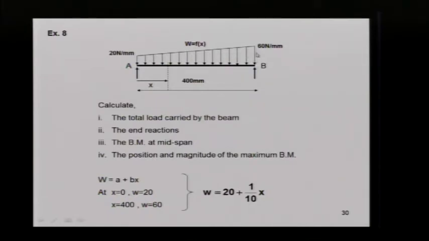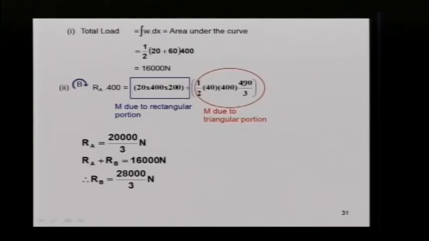So the base of the triangular part is 60 minus 20 equals 40. Half of that will give you the average, so that is 40 divided by 2, 20, times this length 400, and the line of action is 1/3 from the base, that is the centroid of that triangle. So that is 400 divided by 3. So in one direction we have RA times 400, and in the other you have the moment due to the rectangular part and the moment due to the triangular part. So we get this expression for RA, and RA plus RB is equal to 16,000, and these two give you the values.